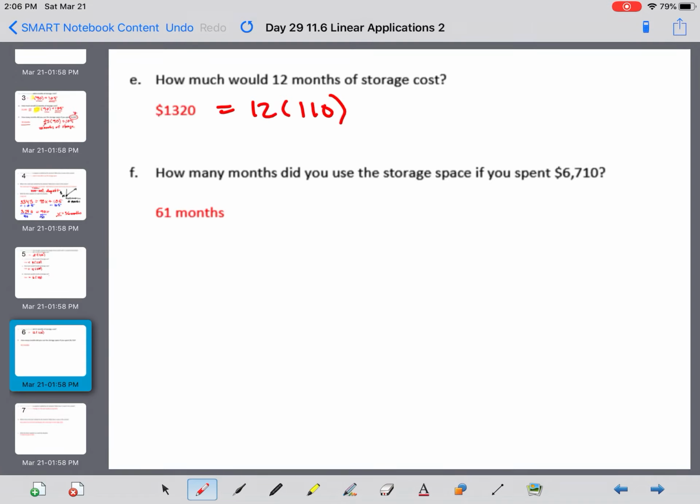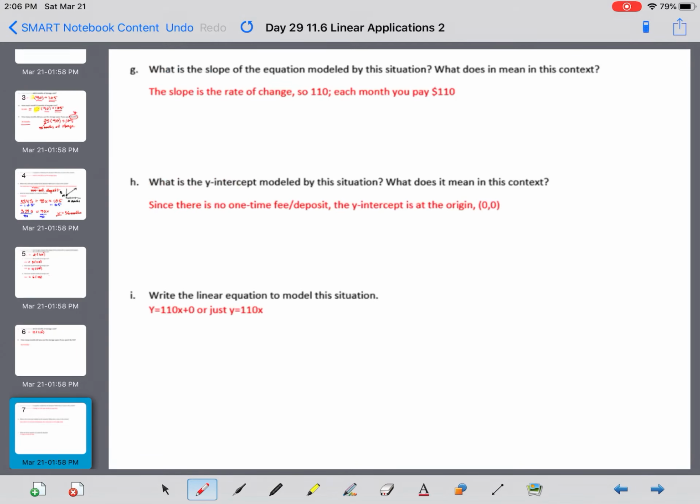And then for part F, again, this is kind of a guess and check method where you can plug in different amounts of time to see what would yield $6,710 for your total cost. It ends up being 61 months, so you're there for quite a while. Part G now, when you look at the slope of this equation, since your rate of change is $110 per month, that means your slope is $110. Each month increase that you're using this storage unit, you pay $110.